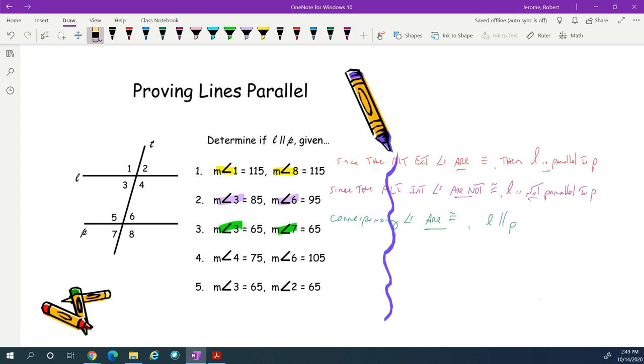Let's keep going. 4 and 6. Those are consecutive interior angles. And they are supplementary. We can conclude that L is parallel to P. If they were not supplementary, we would say not parallel.